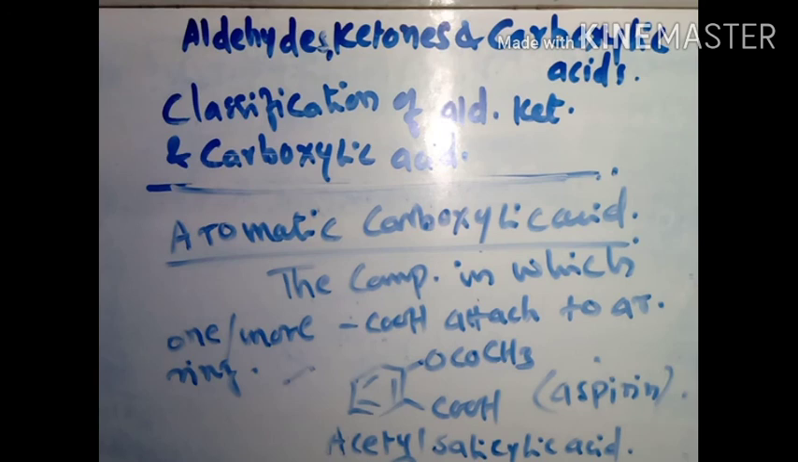Carboxylic acids are widely distributed in nature. They are found in both plants and animals. Lactic acid is present in curd. Citric acid is found in citrus fruit, that is lemon. Acetic acid is the key ingredient of vinegar. So they are widely distributed and have great commercial value in day-to-day life.